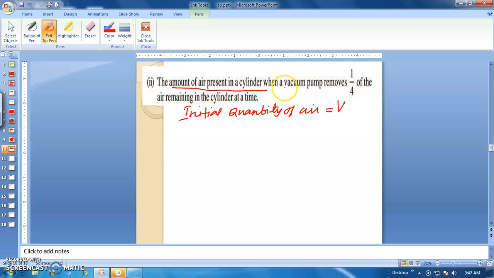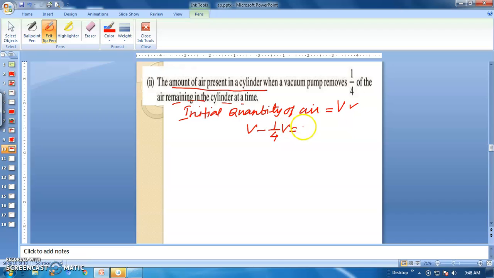So when a vacuum pump removes 1/4 of the air remaining in the cylinder at a time, what is the amount of air the next time? We have to remove 1/4 of the remaining. Initially V volume is there, and after a certain time 1/4 of it will be removed. How can we write this? V, the initial value, minus 1/4 of V.